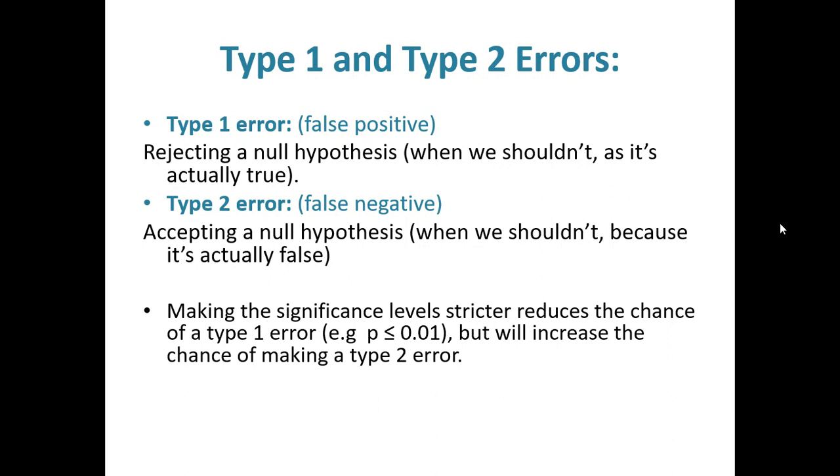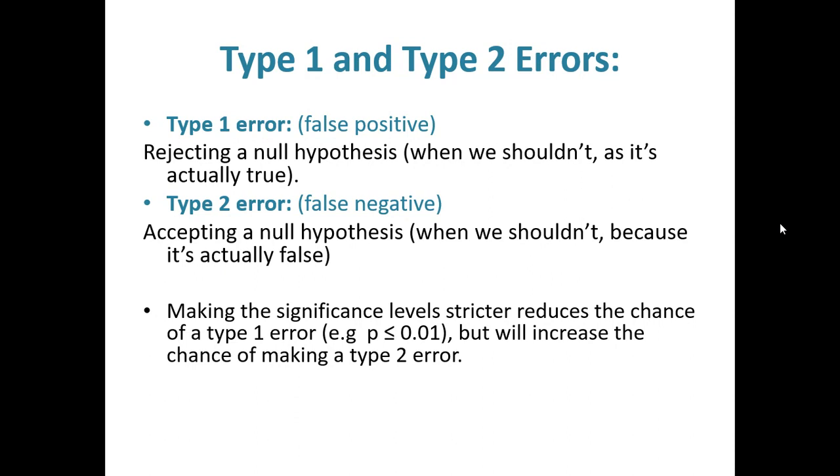If you make your significance level stricter, you reduce the chance of making a type 1 error, but you will increase the chance of making a type 2 error. So a type 1 error tends to happen when significance is not as strict as 5%. So if you're looking at 10%, you tend to get a type 1 error. A type 2 error tends to happen when the significance is too strict. So you use 1% instead of 5%.